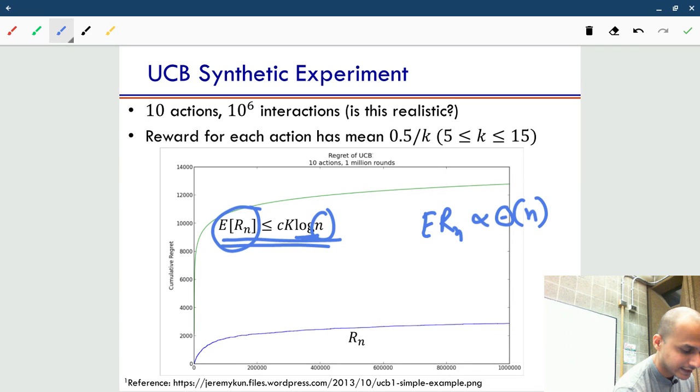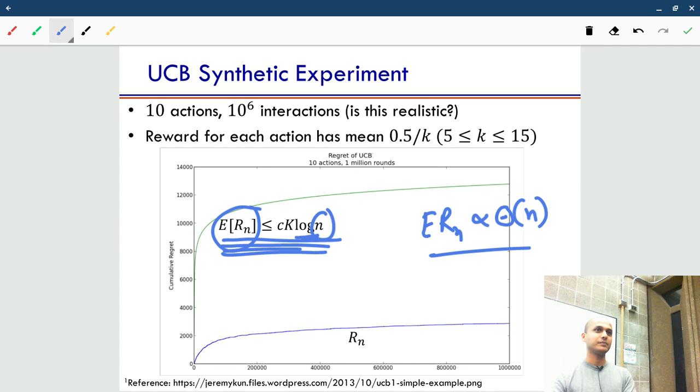Let's call it theta n. Anything which is order n includes functions which are smaller, sublinear functions of n as well. But anyway, anything like this is bad, and this is a constant strategy. For example, here it's log n, so it's good. That's the guarantee that this algorithm comes with.